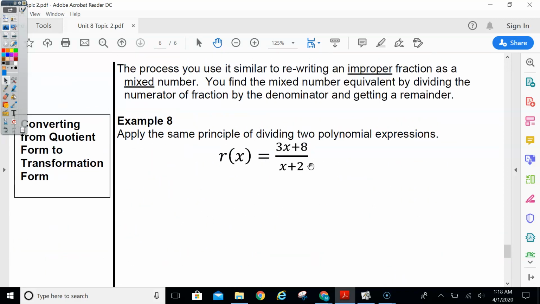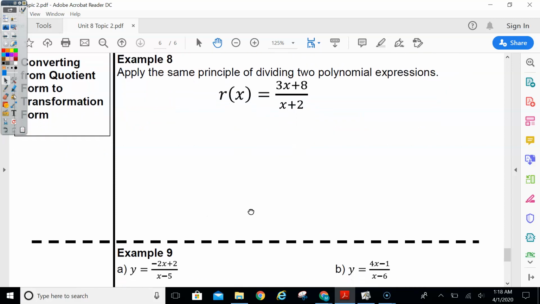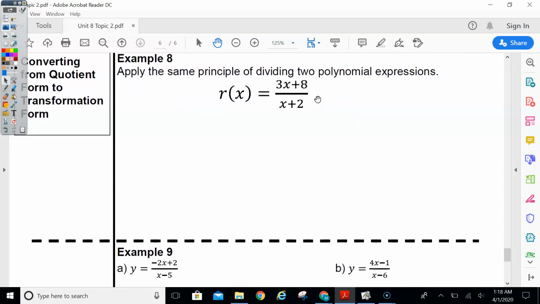I just want to make sure we get through the converting part. Okay, so this one goes backwards. It gives you standard form, standard quotient form, and it wants you to find transformation form. So this one we did this year. To change an improper fraction to a mixed number, you divide. So here we're going to do long division or short division, whichever one you want. We put the numerator inside, 3x plus 8, and the denominator outside, x plus 2.